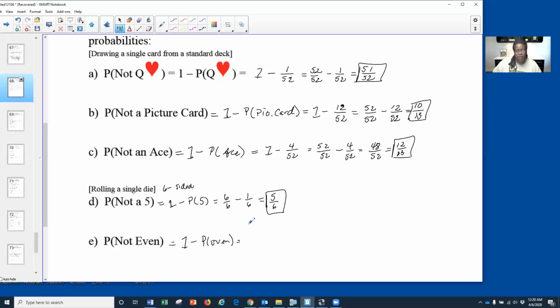So here we have our 6/6. Again, I'm cutting out the middleman because I know I'm going to change that 1 to 6/6. But the probability of us getting an even number would be minus 3/6. So this would be 3/6, which reduces to half of the die.